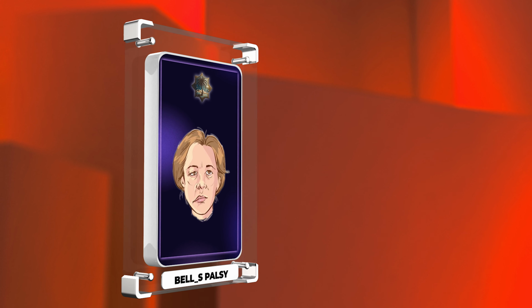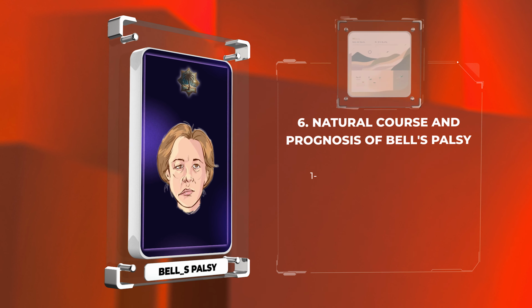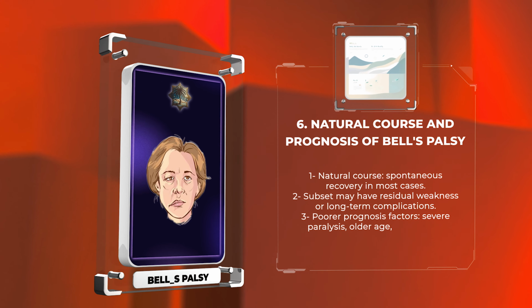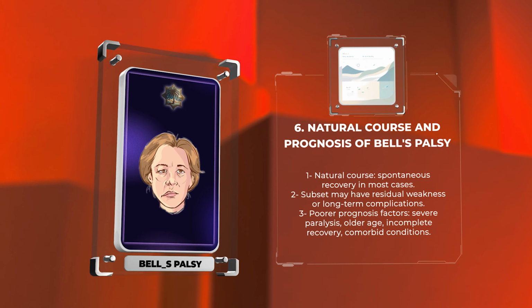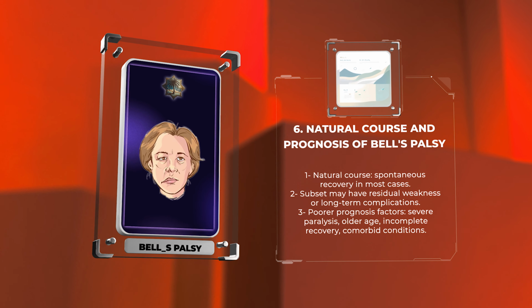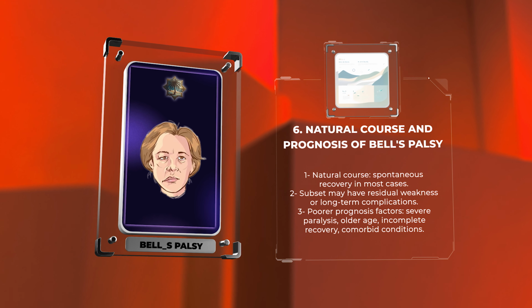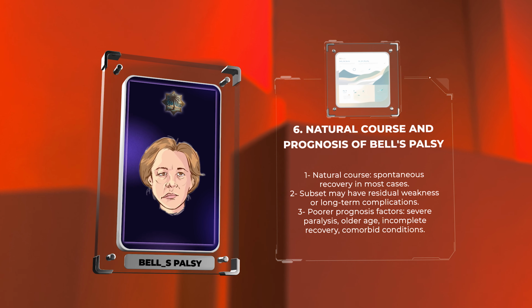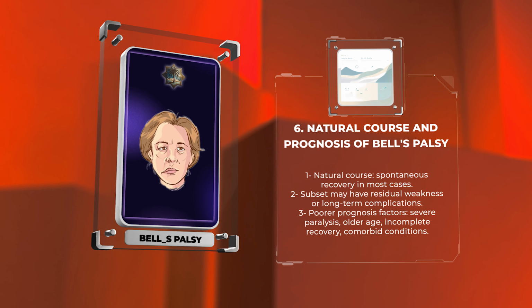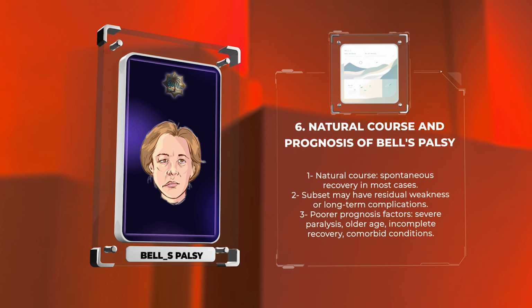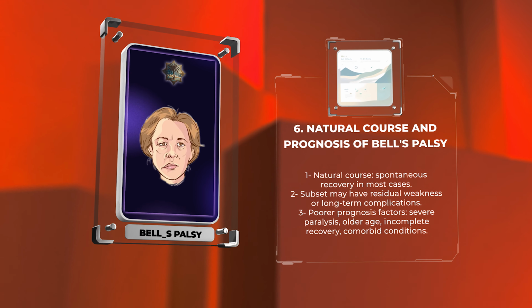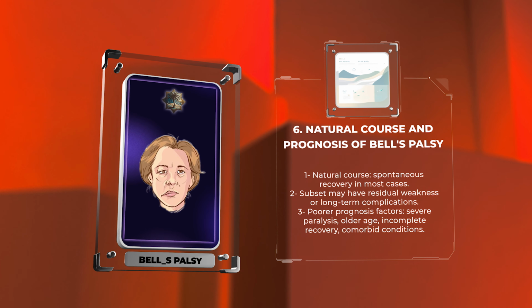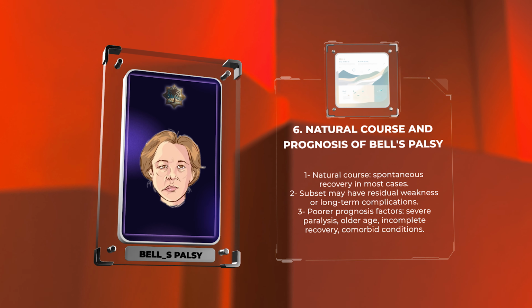The natural course of Bell's palsy involves spontaneous recovery in most cases, with the majority of patients experiencing significant improvement within 6 months. However, a subset of individuals may have residual weakness or other long-term complications. Factors associated with a poorer prognosis include severe initial paralysis, older age, incomplete recovery within the first 3 weeks, and the presence of comorbid conditions. Prognostic factors help guide patient counseling and management decisions.